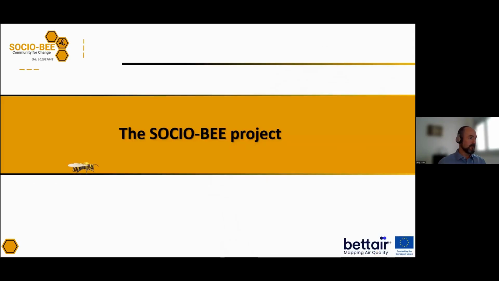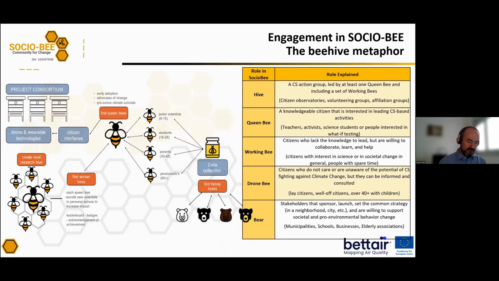So what about the SOCIO-BEE project? The SOCIO-BEE project has different aspects. Perhaps the main one is the approach to citizen engagement that we proposed. It's called SOCIO-BEE because it tried a hierarchical approach to create organic communities which are stratified, hierarchical, with different roles of different citizens. And for this, we use the analogy of the bees.